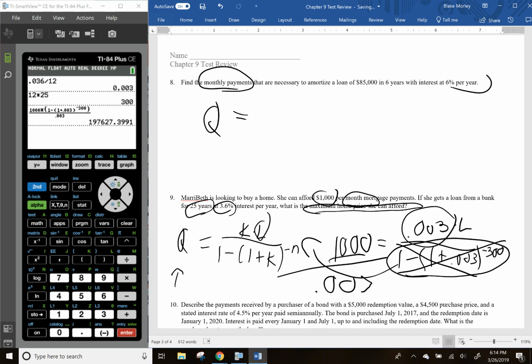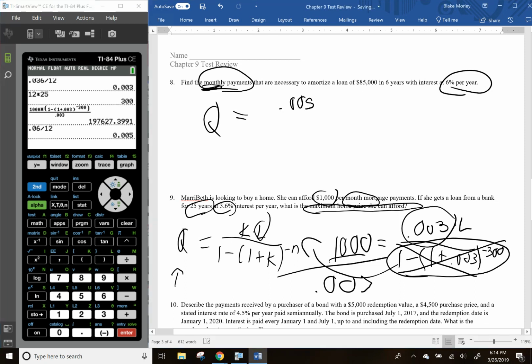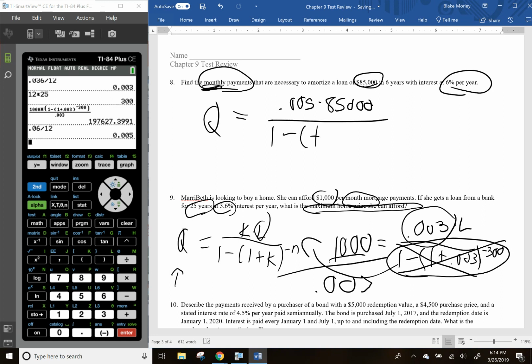We know K. K is 6% per year, but it says monthly payments. So we're going to take that 6%, 0.06, divided by 12. So that is 0.005 for the K value. Times L. L is the 85,000 because that's the loan that I'm taking out. So 85,000, all divided by 1 minus 1 plus 0.005 to the negative n power. So it's 6 years, 12 times a year since it's monthly payments. So 6 times 12.